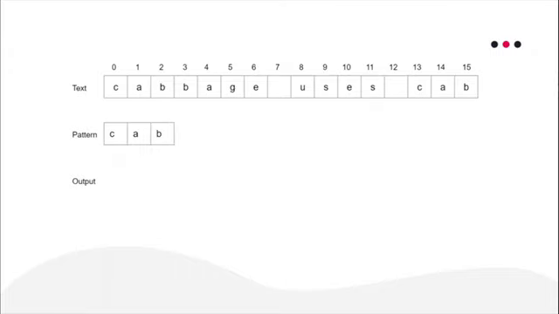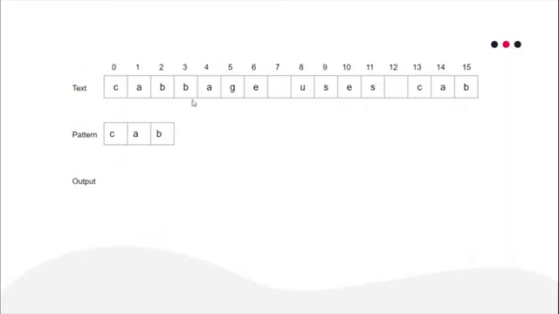Now here you see this is the text, cabbage uses cab, and this is the pattern that we want to search. You can see I've marked all of the characters' indices, so it is easy to print out the answer. The output should be 0 and 13, because CAB appears at position 0 as well as 13. But here we are going to learn how the sliding window algorithm actually works.